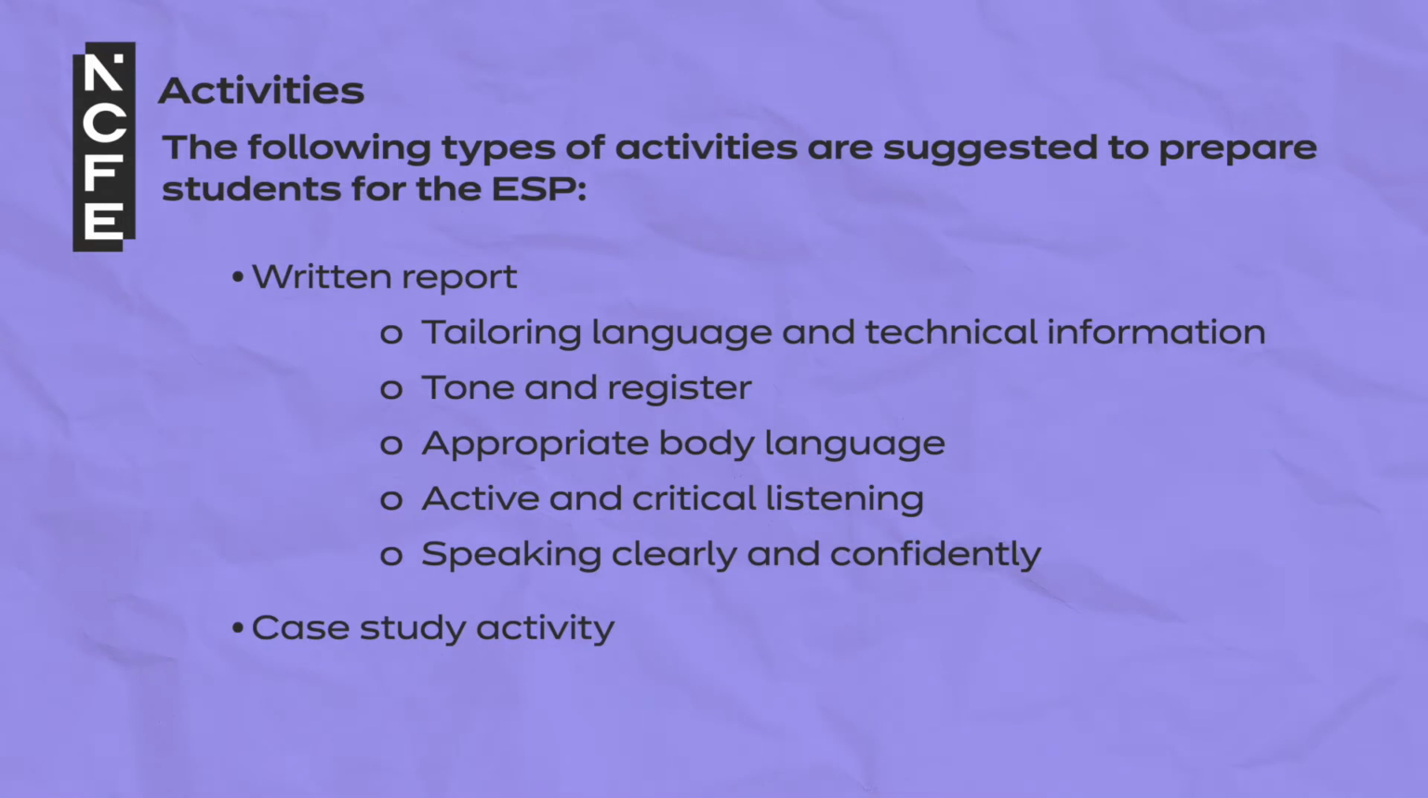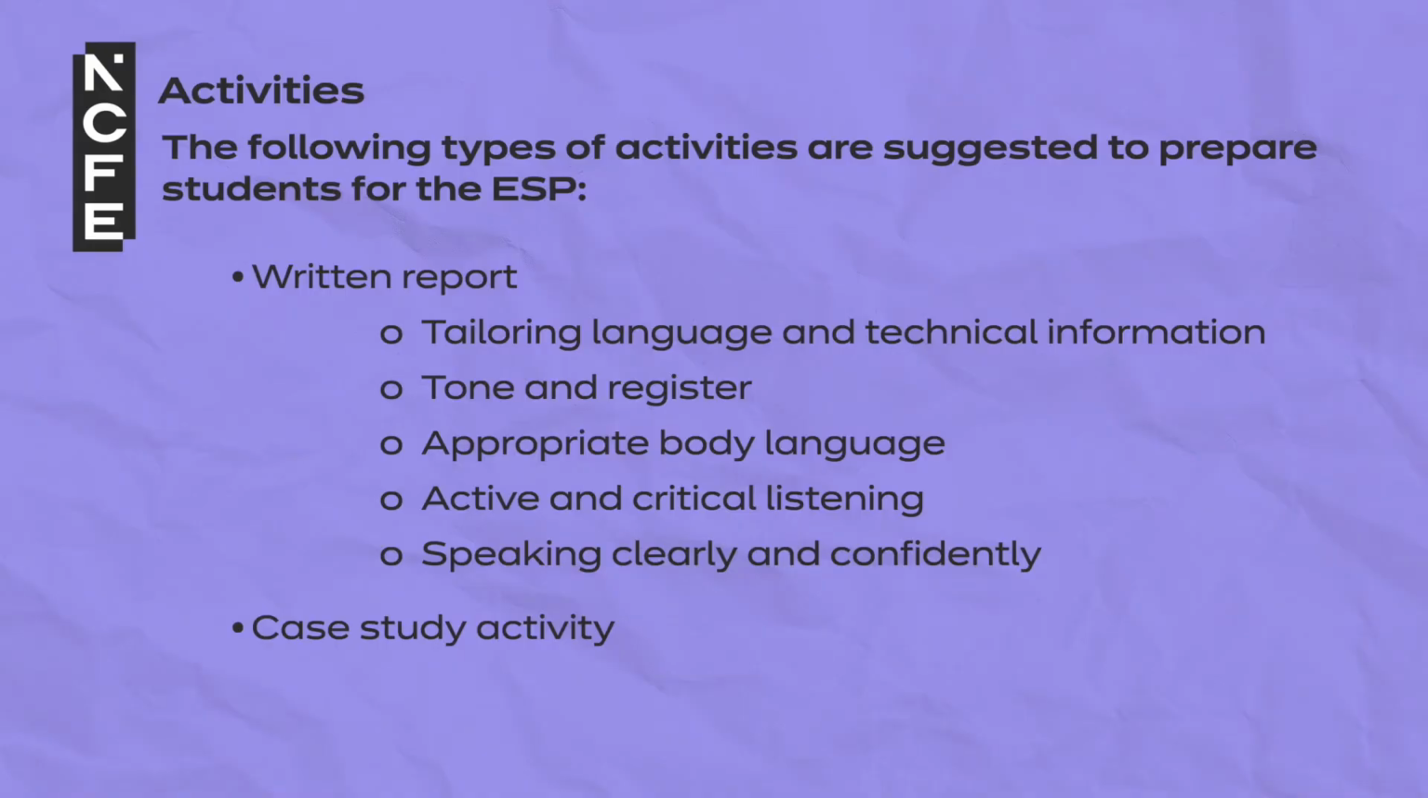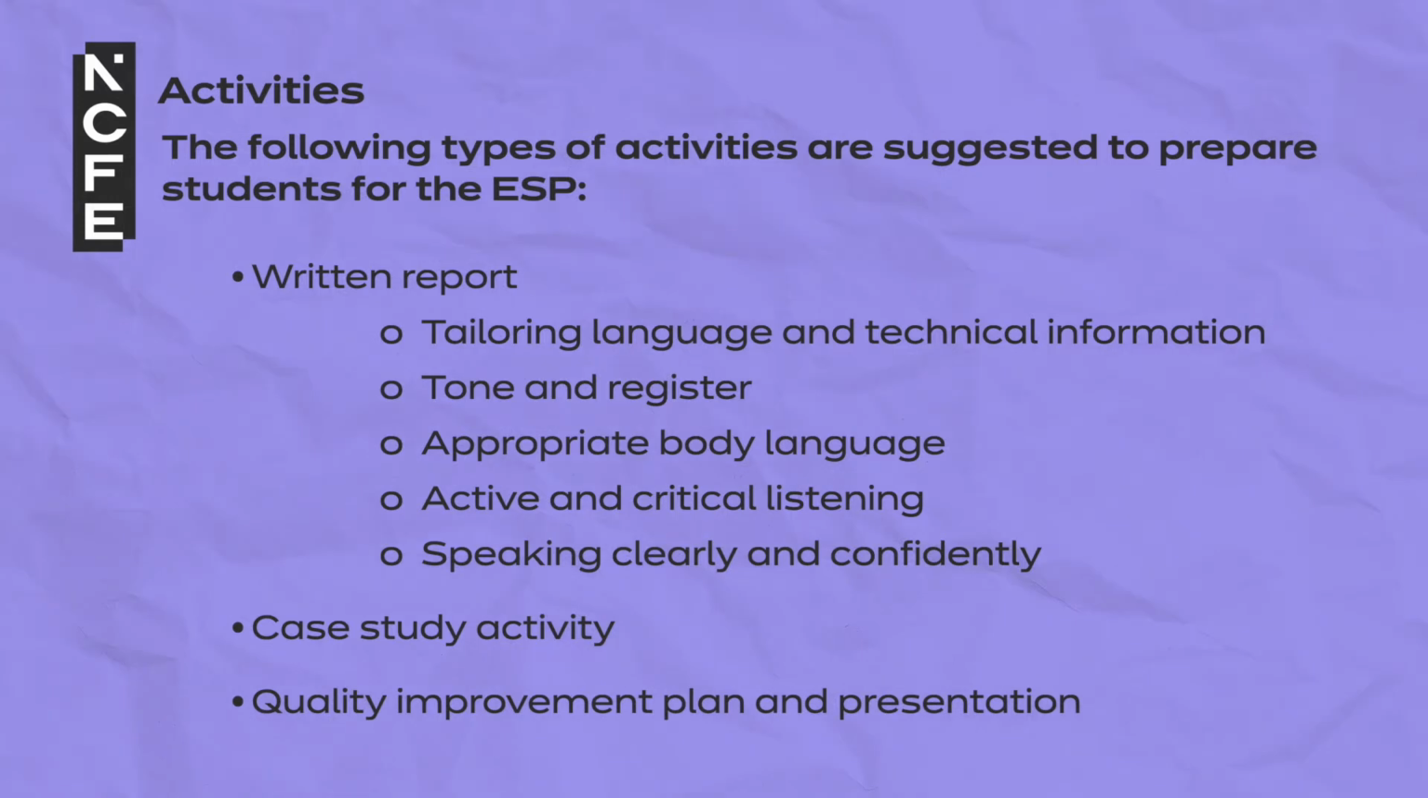Case study activity. For this suggested activity, students could be provided with case studies of individuals with various communication barriers. For each case study, students should describe techniques they could use to overcome the communication barriers. Quality improvement plan and presentation. Students could complete a quality improvement plan template based on their findings from their research or literature review activity suggested earlier. Students then can present their quality improvement plan to their tutor, who takes on the role of another healthcare science professional. And at the end of the presentation, the tutor should ask questions based on the information provided in the presentation.